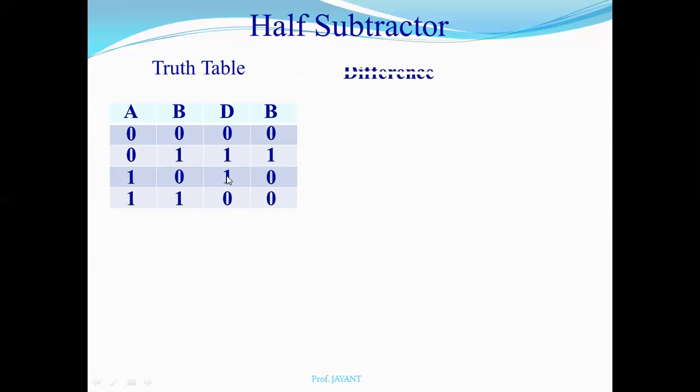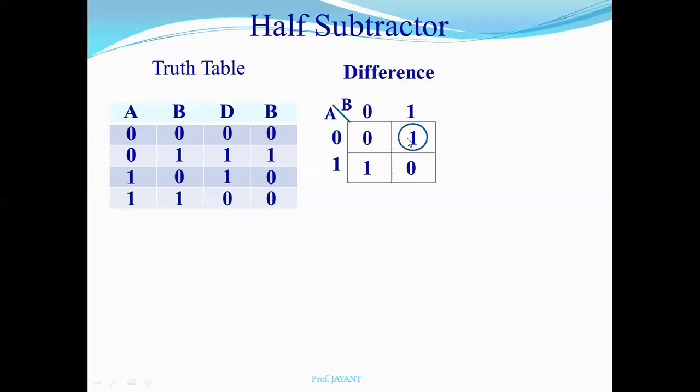By using this truth table, you can design a K-map for the difference and for the borrow separately. It's again a two variable K-map. A and B are the two variables, each can be 0 or 1. Put the difference values in the K-map: for 0, 0 it's 0; for 0, 1 difference is 1; for 1, 0 difference is 1; and for 1, 1 difference is 0. Now solve these 1s separately. After solving, we get A bar B plus A B bar. This is nothing but your XOR gate, like your addition.